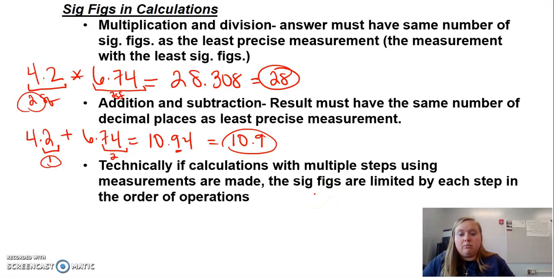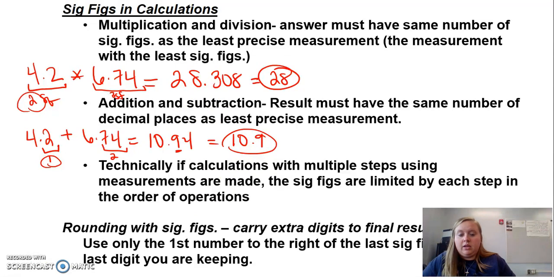Keep in mind when you're doing calculations that result in multiple steps, the sig figs are going to be limited by each step in your order of operations. So just keep that in mind, that you're going to have to maybe do some multiplication and some addition in your calculations, and the sig figs are going to be limited when you follow the order of operations. And whenever you're doing calculations, make sure that you round at the very end. So keep a whole bunch of extra numbers until you're ready at the very end, and then you can round.